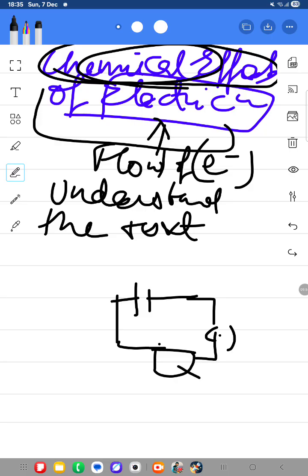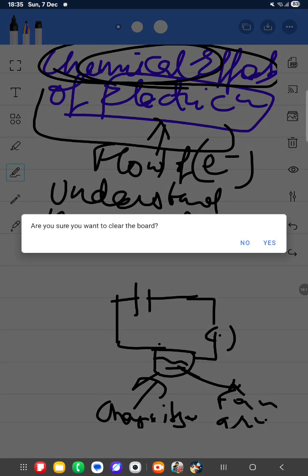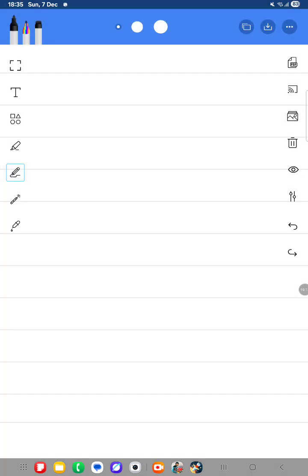For example, when we pass electricity through a liquid, it may change its color, or it may form a residue. So these are called chemical effects of electric current.